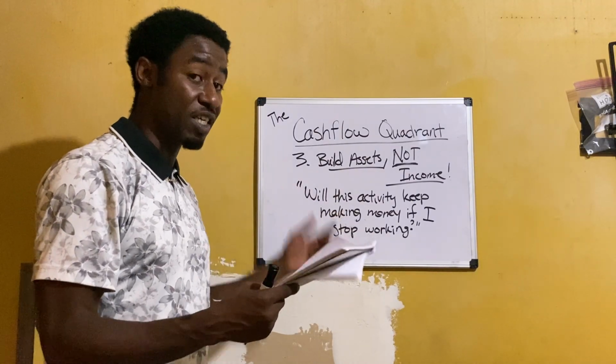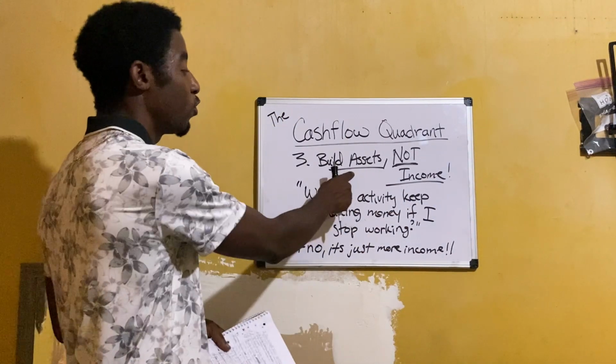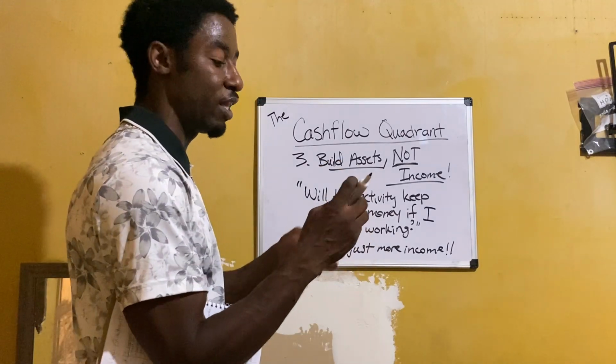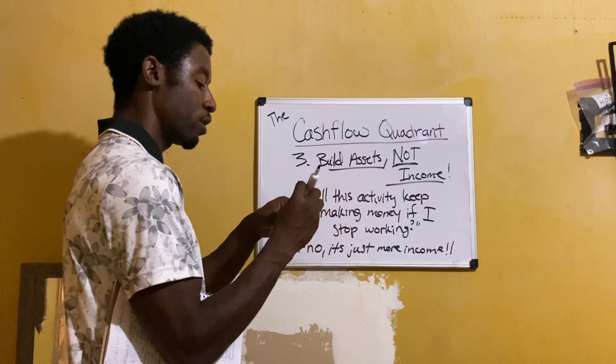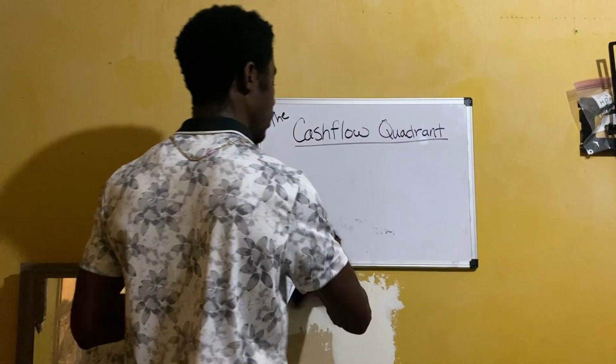Will this activity keep making me money if I stop working? If not, it is income. It's not an asset. It's just more income. That's it. We don't want more income. We want more assets. You know what I'm saying? Assets appreciate in value. They let our money work for us. All right? Last two. Y'all getting fired up over here. Boom. Let's go. Let's keep going.